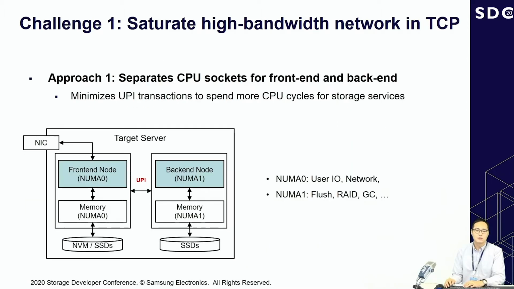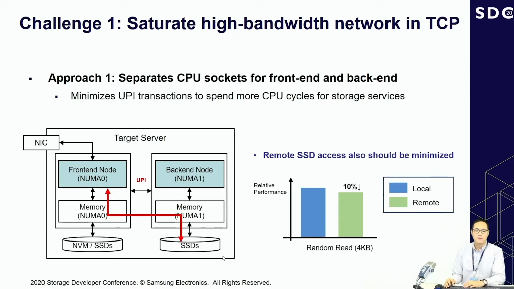To solve the CPU problem, our software solution supports NUMA awareness and separates CPU cores for front and back end. This allows us to minimize UPI transactions and spend more CPU cycles for storage service. For front-end threads, CPU affinity is set to NUMA 0, and back-end threads are running on a different NUMA.